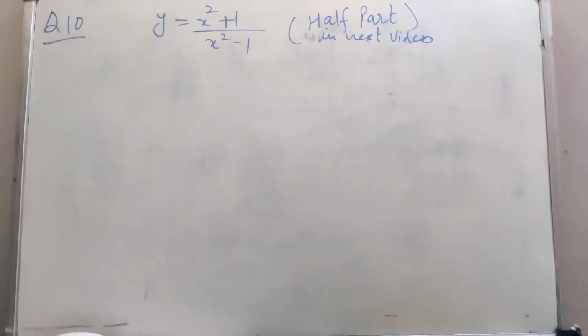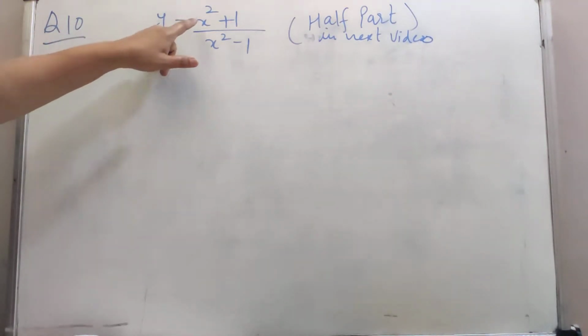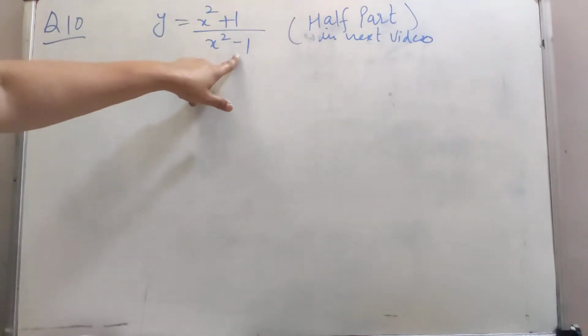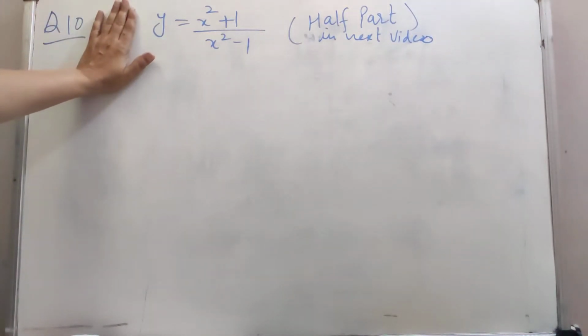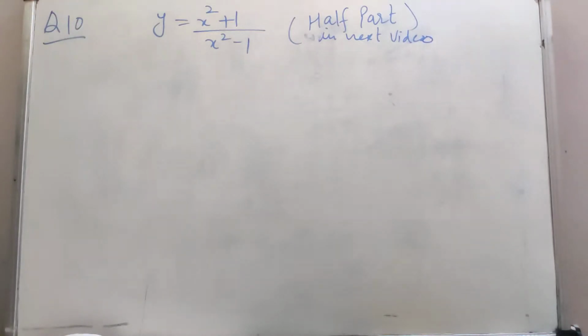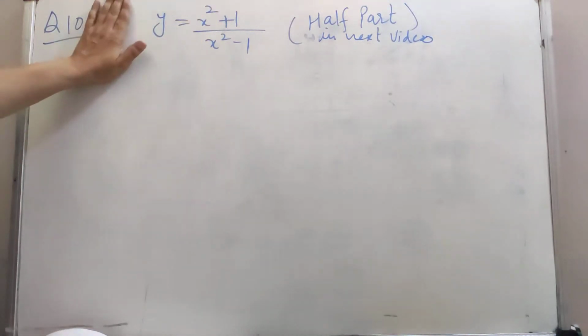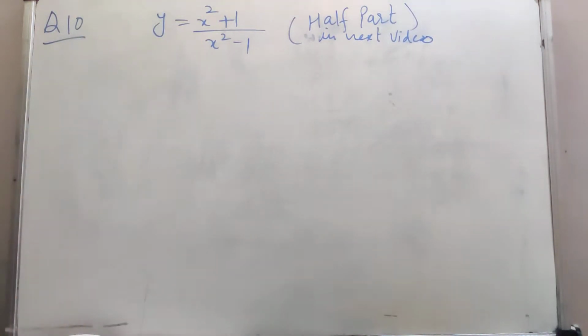Next question is question number 10. Y is equal to x square plus 1 over x square minus 1. I am taking half part of question number 10 here because the rest of the questions are different, that we will do in the next video. So half part we will do it here. So see, y is equal to x square plus 1 over x square minus 1.